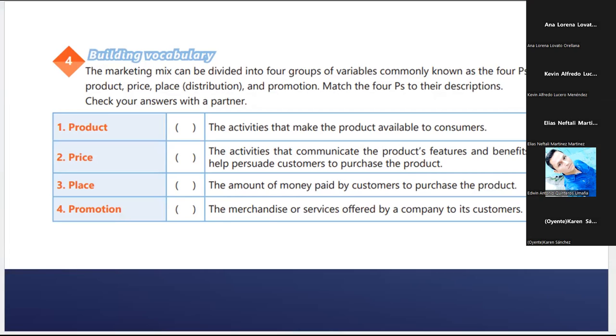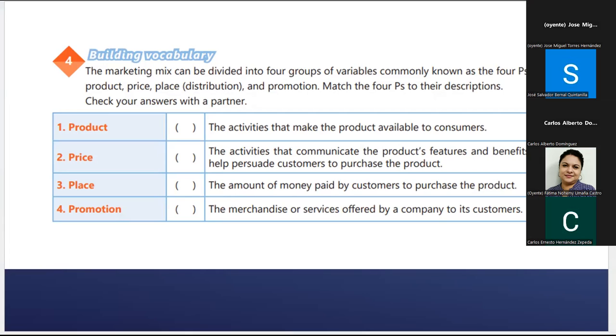Okay, product, I think is the merchandise or service offered by a company to its customers. It's the number one, the last sentence, I think. What do you think, people? Price. Yes, I think so. Is the amount of money paid by customers. That's the price, the amount of money. I said that. It's price, right?